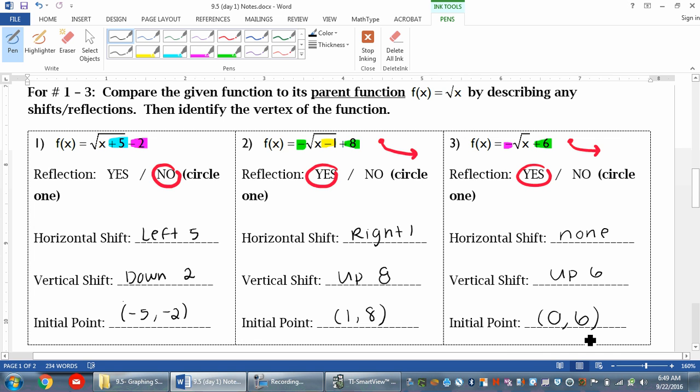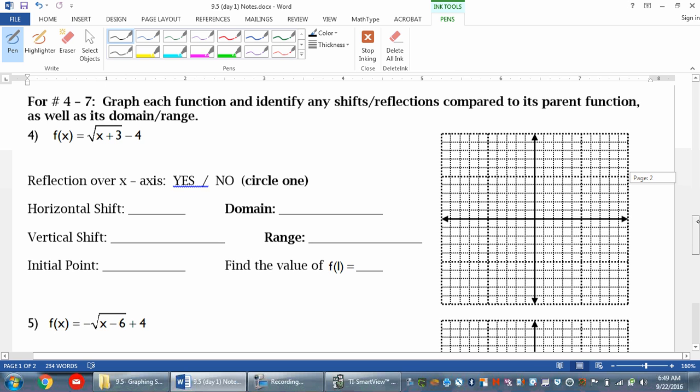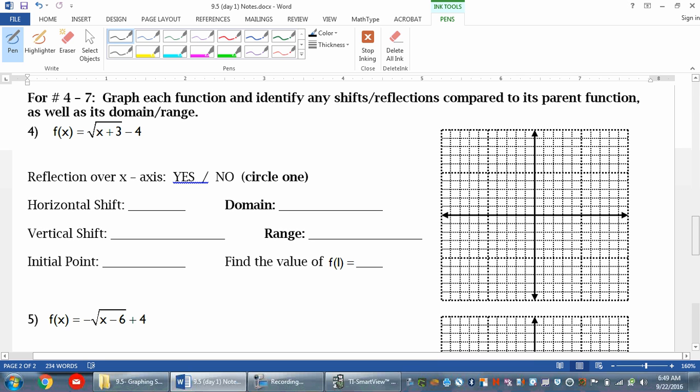All right, let's go ahead and put all of that and graph on the pattern. Okay. So again, we're going to start the same. Do you have a reflection? And the answer is no, because there's no negative sign in front of the square root. So +3 means up 3. The vertical means down 4, because there's a -4 outside. So my initial point is left 3, so -3, down 4, -4.